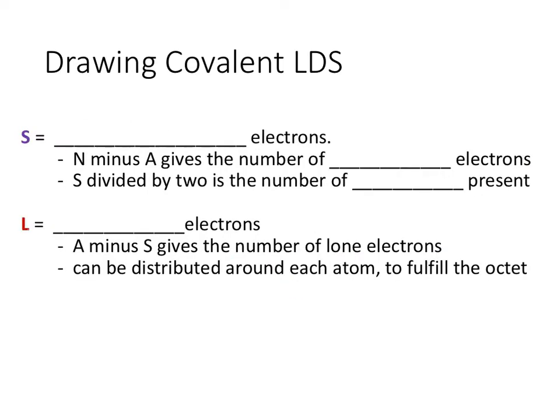The S in NASL stands for shared electrons. To determine the number of shared electrons, you're going to take your N, or your needed electrons, and subtract your available electrons. This will give you the number of electrons that are going to be shared in covalent bonds. When we divide this number by 2, we can determine the number of bonds present in our molecule.